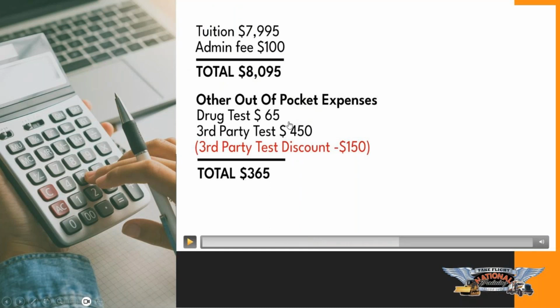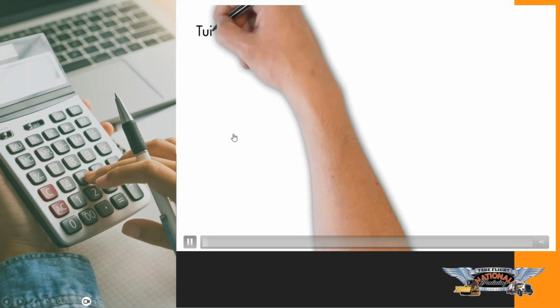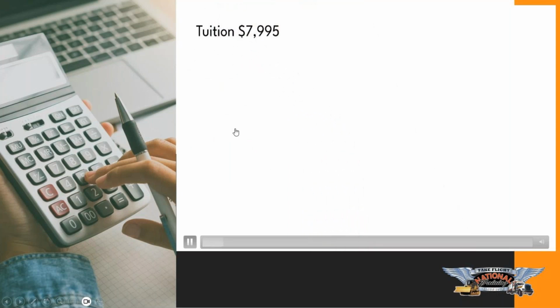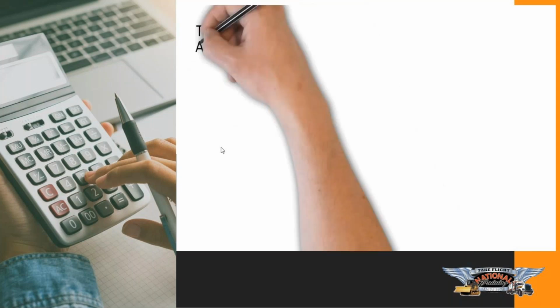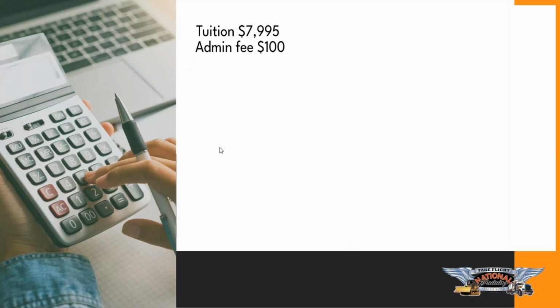$65 drug test. Like I said, everybody has to take a drug test before you come to school. The third-party state driving test, that's the end of the course where you're going to go through and do your pre-trip and your backing and you're driving on the road to actually obtain your license. That's $450. We discount it down to $300 for you for the first time that you take the test.